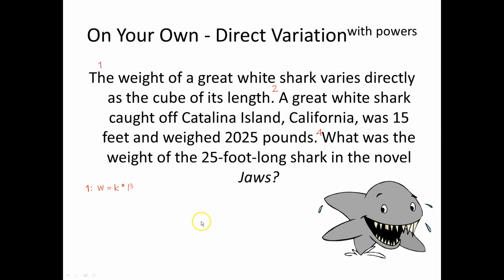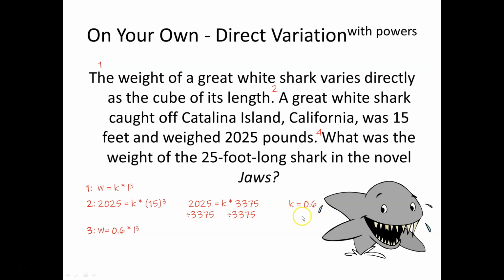Step 2, a great white shark caught off Catalina Island, California, was 15 feet and weighed 2,025 pounds. So we're sticking 2,025 in where weight was, and we are sticking 15 in where length is. And then from there, we raise the 15 to the third power, and then we divide on both sides, and we get the k alone. So k equals 0.6.